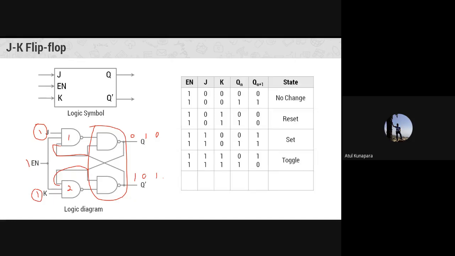And here you also have the option of giving J and K separately. That is not there in the case of the D flip-flop. In the D flip-flop, you are able to give only one input, that is the data input. Right? So here that is the advantage. And when the enable signal is 0, whatever value of J and K you are giving, there will not be any change in the output. So it is called the no change state.